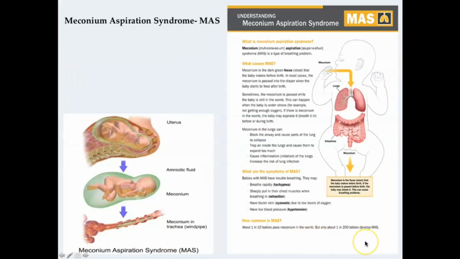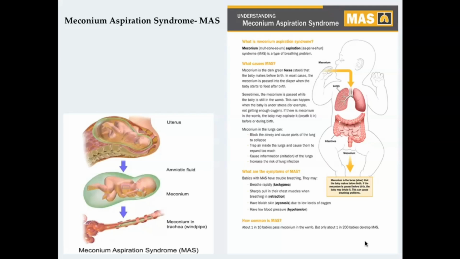So meconium aspiration syndrome is where the baby was stressed in utero. They stooled in utero, the meconium's floating around in the amniotic fluid, and then they aspirated it or swallowed it, and it went to their lungs, either in utero or during delivery. And most times there isn't an issue with this. It doesn't always block the airway, but it can.